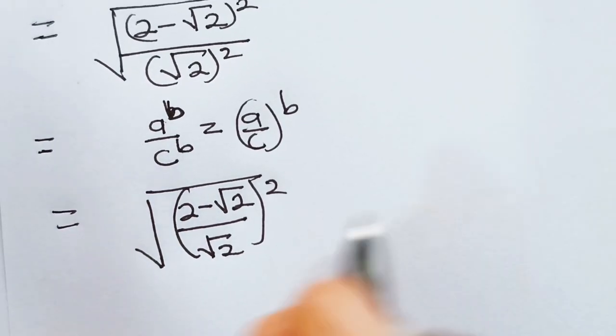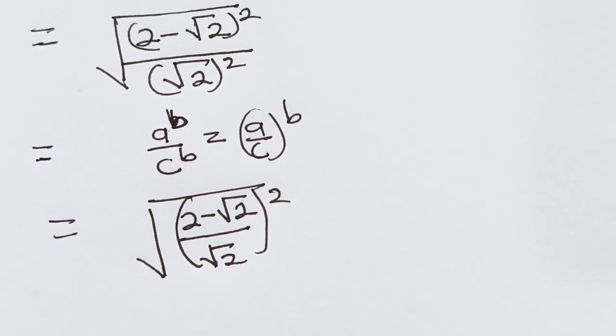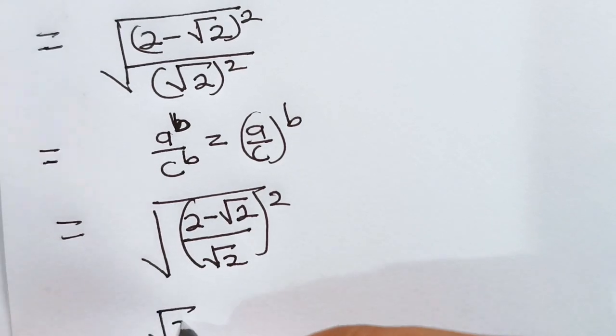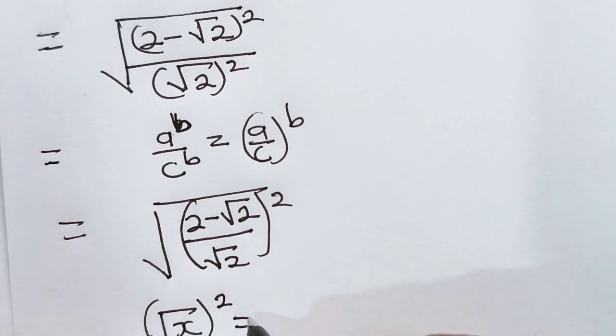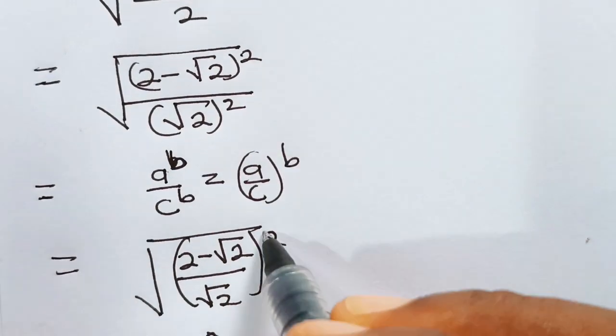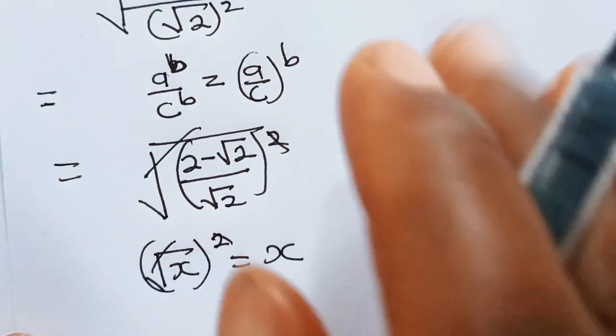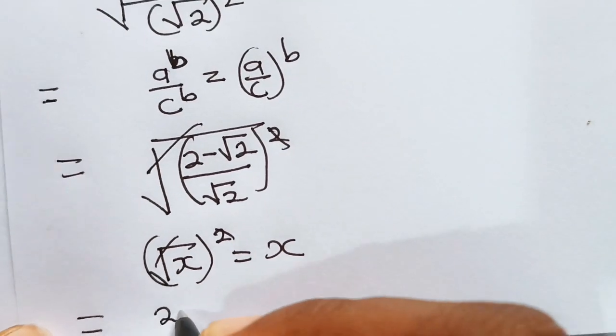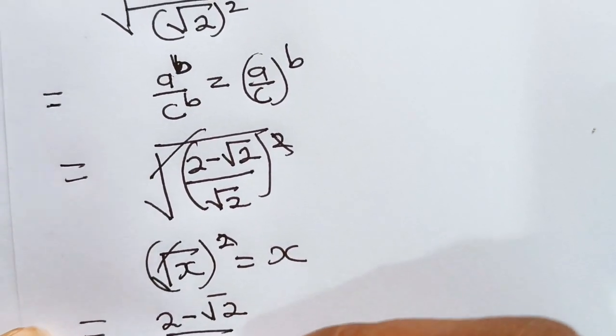All right, but remember that the square root of x raised to the power of 2 is equal to x. So when you cancel this and this, it should be equal to (2 − root 2) divided by root 2. Now let us rationalize. This is what we have: (2 − root 2) divided by root 2.